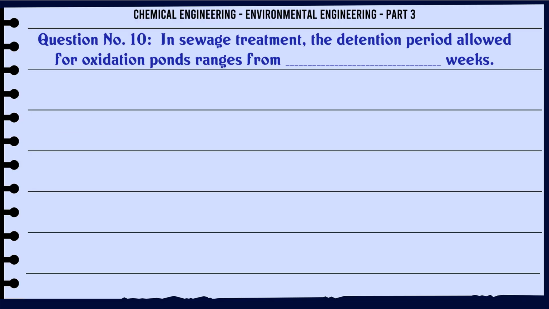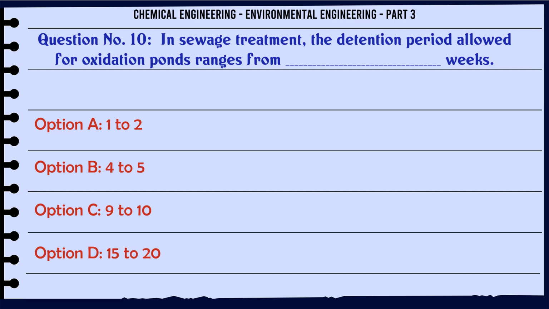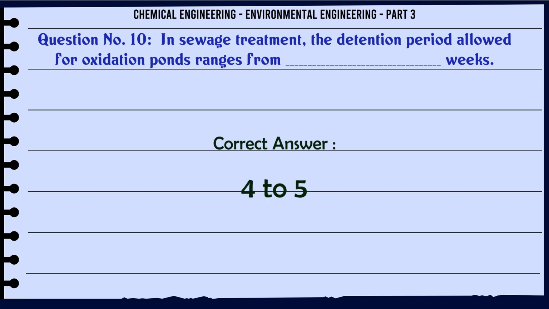In sewage treatment, the detention period allowed for oxidation ponds ranges from ___ weeks. A. 1 to 2. B. 4 to 5. C. 9 to 10. D. 15 to 20. The correct answer is 4 to 5.